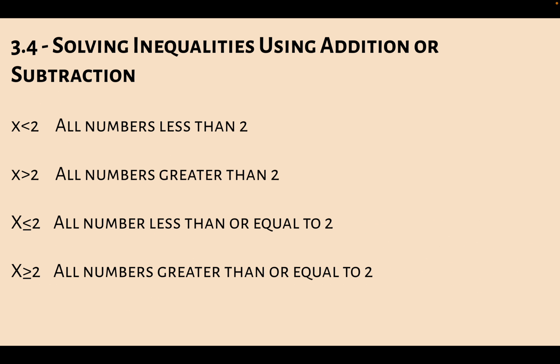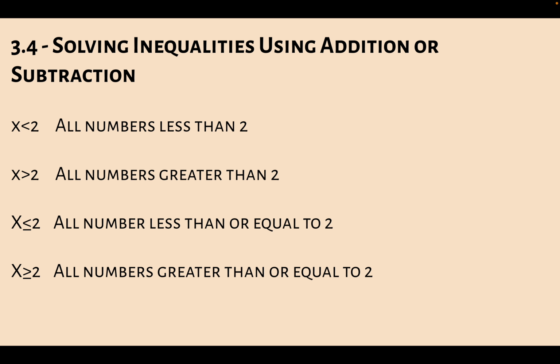Next, we have some inequalities here and a description of how to graph them. So for the first one, x is less than 2, all numbers less than 2 should be the solutions for this inequality, and in this case you would use an open circle because there is no equal sign beneath the inequality symbol. For the second one, same thing, x is greater than 2, all numbers greater than 2 should be marked as solutions on the graph using an open circle.